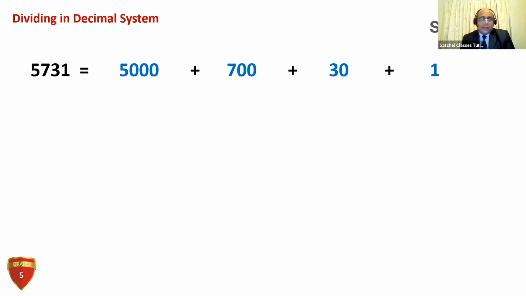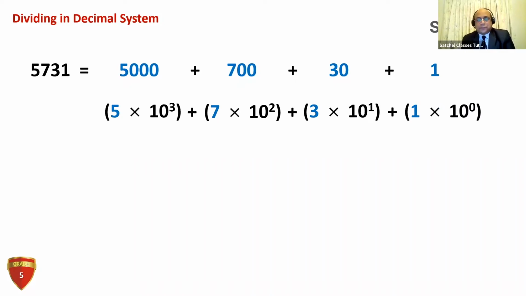Now, why is it called the decimal system? Because each of these place values can be expressed as some power of 10. What do you mean by power of 10? It is 10 raised to something. For example, 1000 is 10 cubed. 10 times 10 times 10 is 1000. 100 is 10 squared, right? So 5000 is actually 5 times 10 cubed. 700 is 7 times 10 squared, and so on. So each of these place values can be expressed as some power of 10.